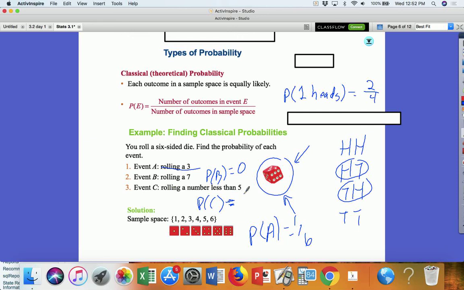All right. Okay, how about rolling a number less than 5? Well, 1 out of 5. 4 out of 6. Now, one thing we haven't talked about is how you can leave probabilities. You can leave it as a fraction, a percentage, or a decimal. Could you simplify that fraction? Absolutely.